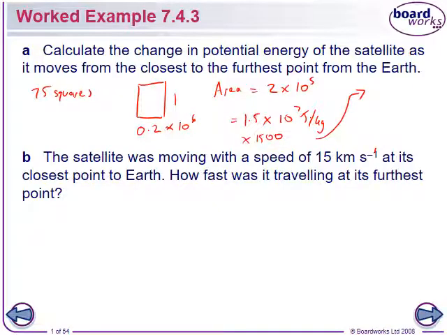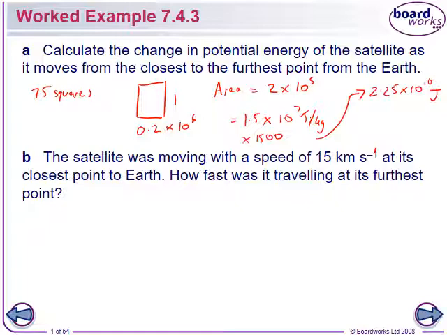And we will get 2.25 times 10 to the power of 10 joules. So this number, 1.5 times 10 to the 7, is the change in energy for each kilogram of our satellite. To find the total change of energy of the satellite, you need to multiply this number by the mass. Anytime you're given a gravitational field strength graph, you need to multiply by the mass.